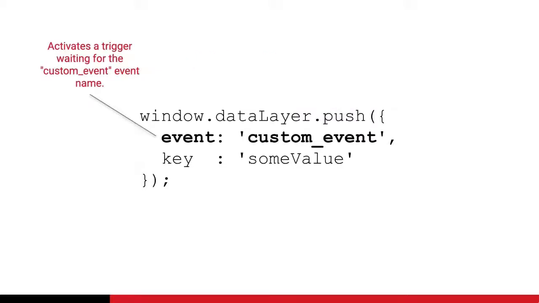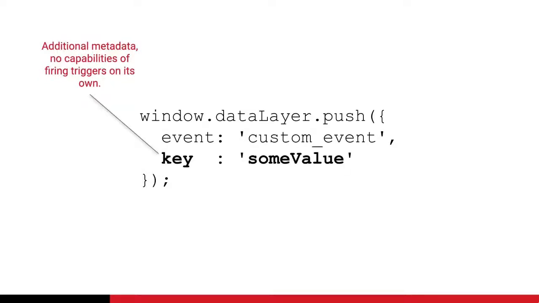Here you can see how the pushed object actually has two key value pairs. The first key is named event, and the value is custom event. And there's a special thing about the event key in the data layer push, in that the event key is the only thing that can trigger a tag. No triggers will fire if the data layer push did not have an event key. So if the data layer push only had this key value pair, no triggers would be able to fire with this data layer push. So that's why it's also a good practice to always have a placeholder event key in every single data layer push, in case you run across a situation where you really need to trigger something off that particular data layer push.